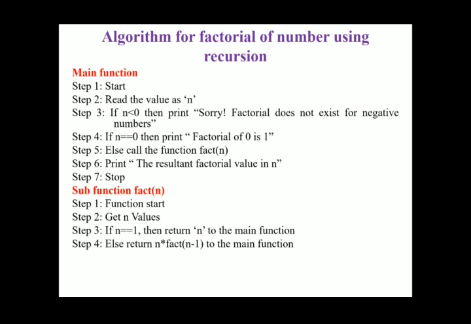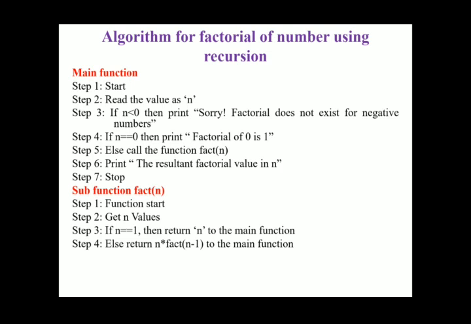Simply we are getting the value and assigning it to the variable n, and if n is lesser than 0, which means a negative number, then automatically "factorial does not exist for negative numbers" will be printed. If n contains 0, that is 0 equal to 0, and the condition is true, the output will be automatically displayed as "factorial of 0 is 1". If n contains 5, for example, it will go to the else block. That is, step 3 and step 4 will be false and it goes to step 5.